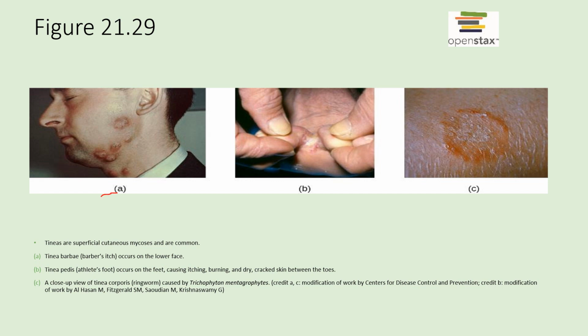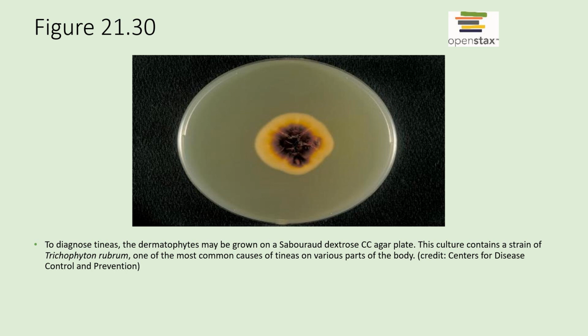And so here's the barber's itch, around the area where, if you had a beard, it would be. Athlete's foot, obviously on the foot area here. And then this is a close-up picture of ringworm. It has a misnomer of being called ringworm. It's not a worm, it's actually a fungus. To diagnose it, you have to grow it on an agar, a Sabouraud dextrose agar, which is specifically designed for, or selected for, fungi. The pH is dropped a little bit, so bacteria don't like it. This is showing on a plate the fungus as it's growing on it.